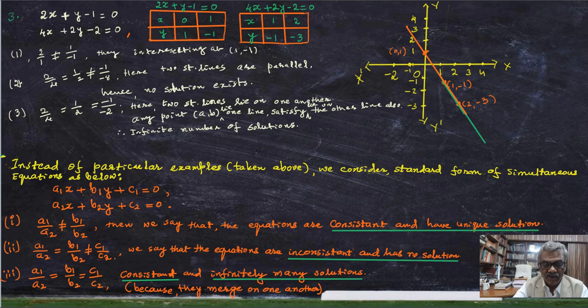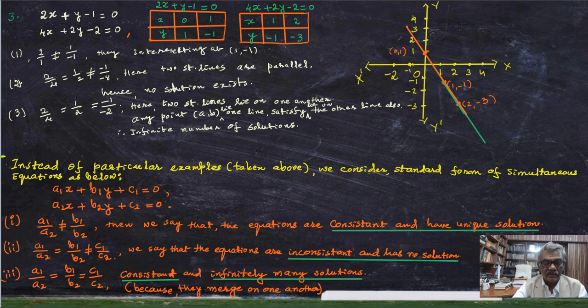a1x plus b1y plus c1 is equal to 0, a2x plus b2y plus c2 is equal to 0. In the first case, a1 by a2 is not equal to b1 by b2. Then we say that the equations are consistent and have a unique solution, I mean, one and only one solution. In the second case, a1 by a2 is equal to b1 by b2, but c1 by c2 is not equal to either of these two ratios. Then we say that the equations are inconsistent and have no solution, because they represent parallel straight lines.